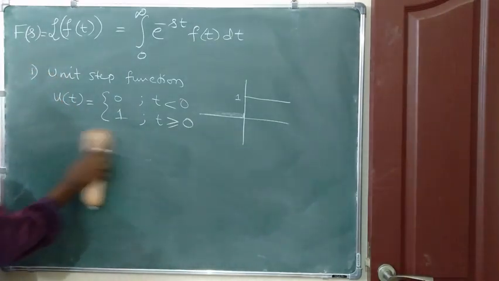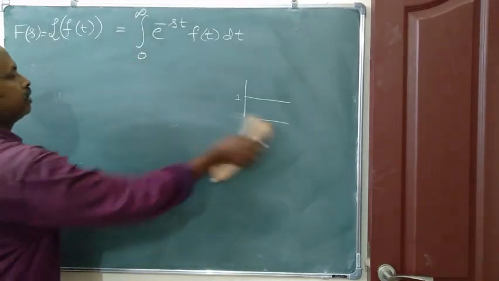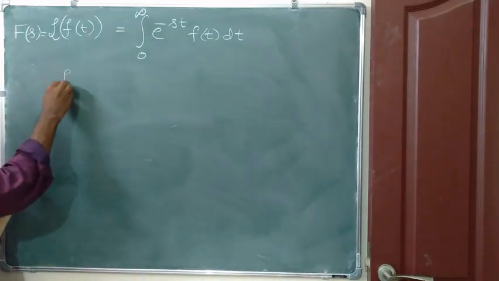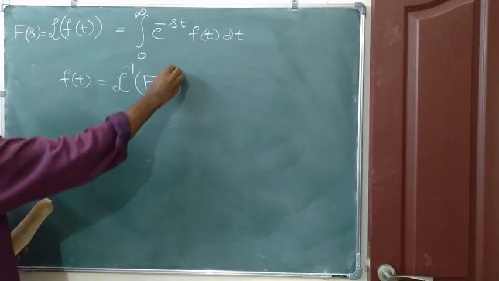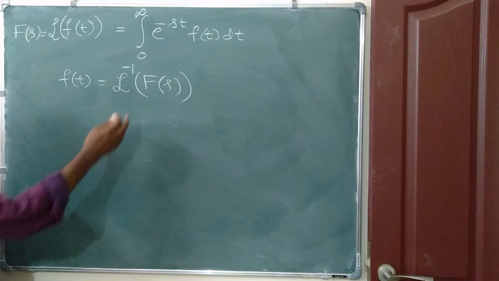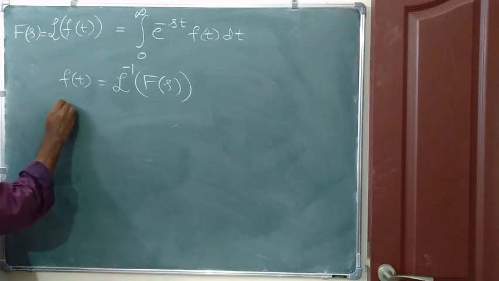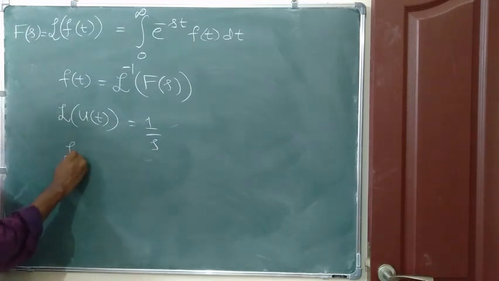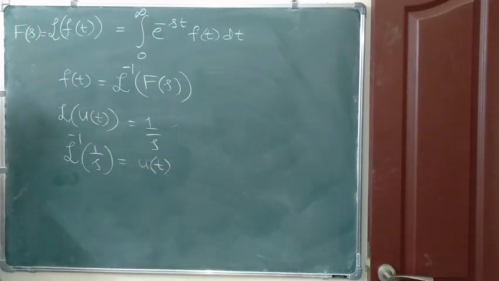Now there is a concept called the inverse Laplace transform. We will denote it like this. We will say f of t equals L inverse of F of s. This means that the inverse Laplace transform of the function F of s, which is a function in the variable s, is equal to f of t. So since the Laplace transform of the unit step function is equal to 1 by s, the inverse Laplace transform of the function 1 by s is equal to the unit step function.